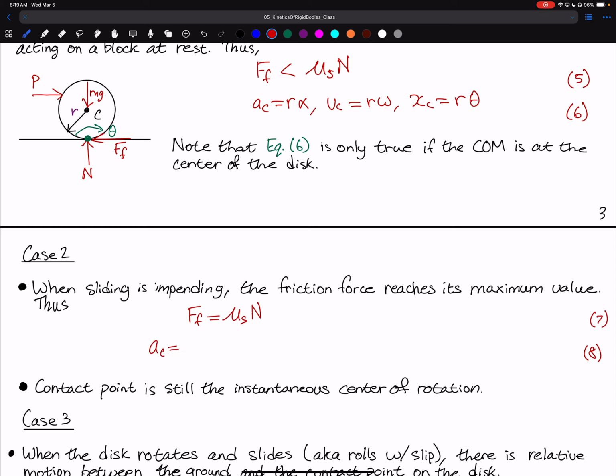And then the acceleration terms are still the same, the velocity is still the same, and the displacement is also r times theta. Again, this is for the center of mass at the center. And the contact point is still the instantaneous center of rotation.